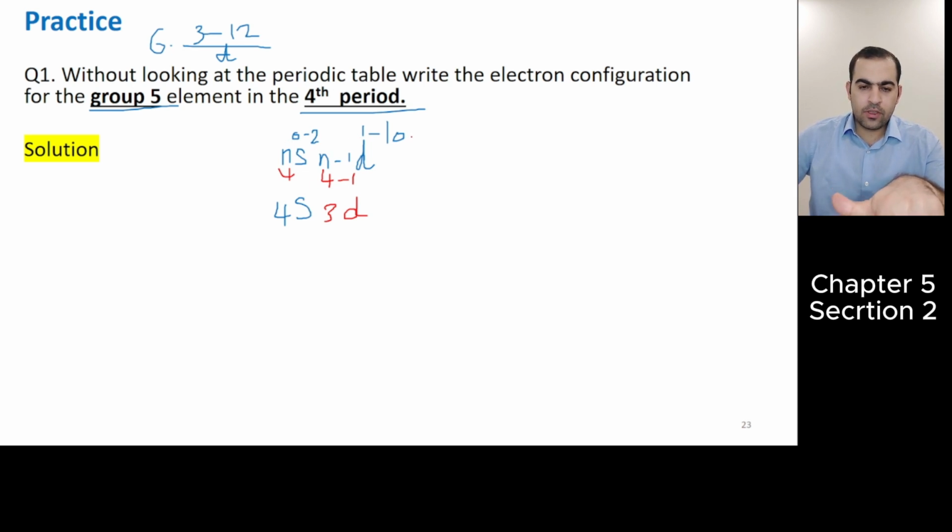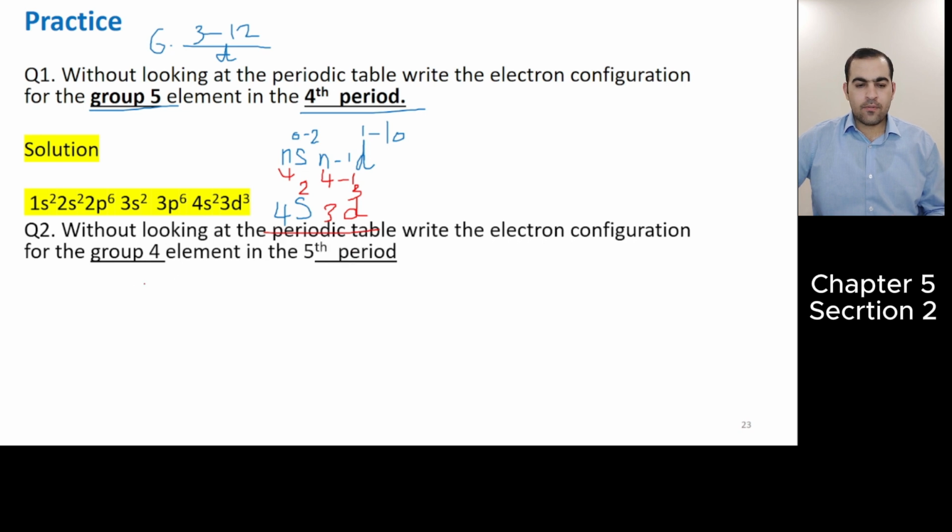They can be 0 to 2 and 1 to 10. If there are exceptions, S can be 0 or 1, but usually there are 2 electrons because we fill S first and then D. The number of electrons in the last S and last D equals the group number. Now the group is given, so 2 electrons enter S, and how many electrons are left? 3. So 4s2, 3d3. Then what you need to do is write the whole electron configuration, starting from 1s until you reach 4s.